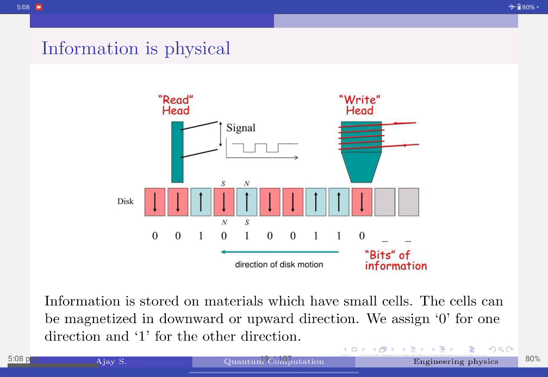Information is physical. Information is stored on materials which have small cells. The cells can be magnetized in a downward or upward direction. We assign 0 for one direction and 1 for the other. Here you can see the image where there is a read head which reads the information on the disk, whether it is spin down or spin up. If it is spin down, it is 0. If it is spin up, it is 1. And there is a write head which magnetizes the cell in either spin up or spin down.